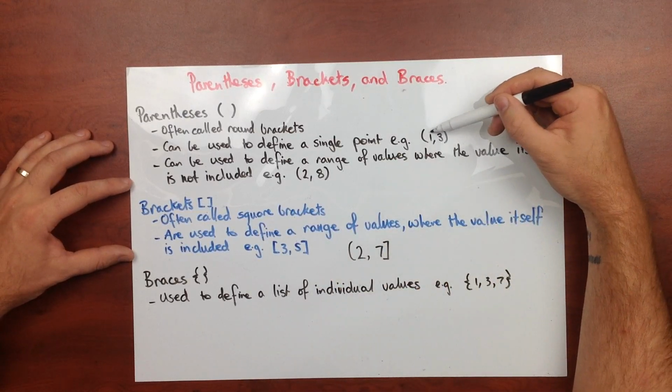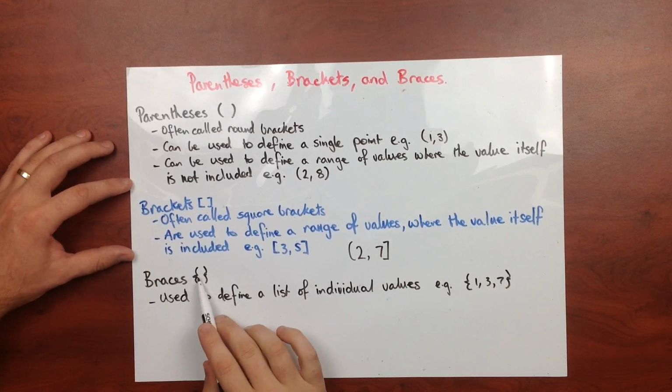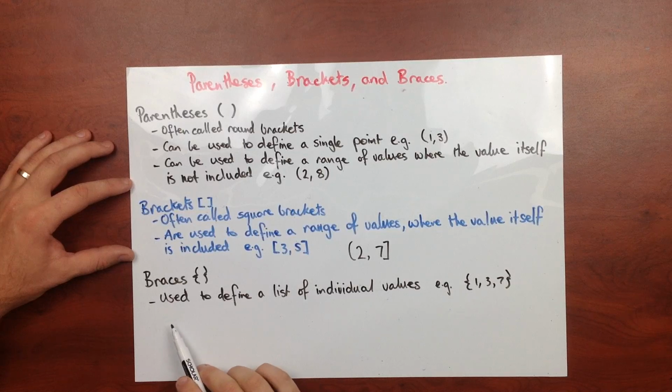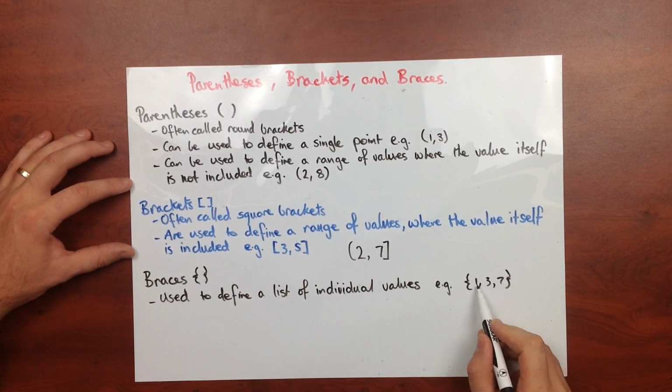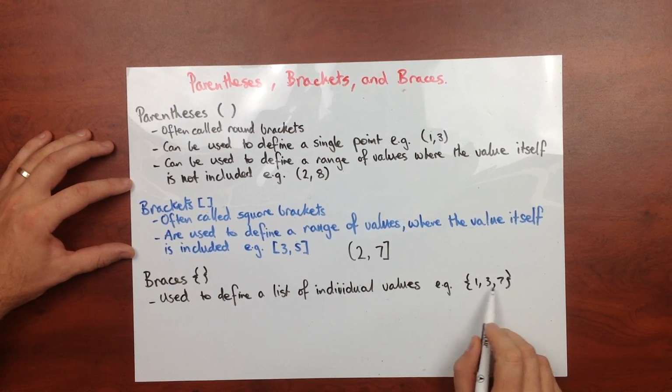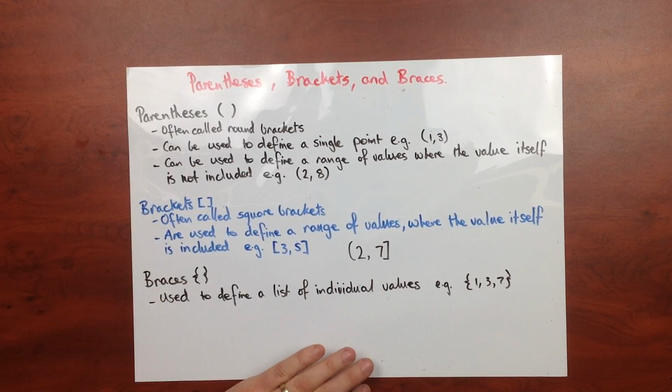So this one is going to define an x and a y value, as opposed to what we call our braces. Okay, a lot of people kind of call them squiggly looking brackets as well, but they're used to define a list of individual values. So e.g. the individual points 1, 3 and 7. Now these can't be used with our parentheses and brackets or our round and square brackets. Okay, so just be mindful of that.